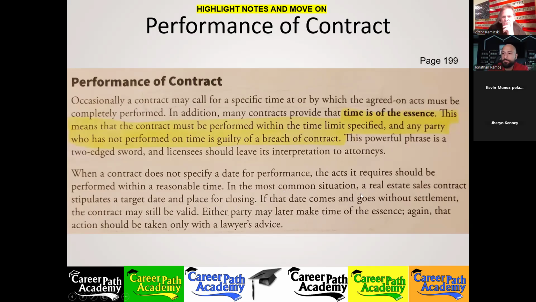In most common situations, real estate sales contracts stipulate a target date and place for the closing. If that date comes and goes without settlement, the contract may still be valid. Either party may later make time of the essence. Again, that action should only be taken with an attorney's legal advice.